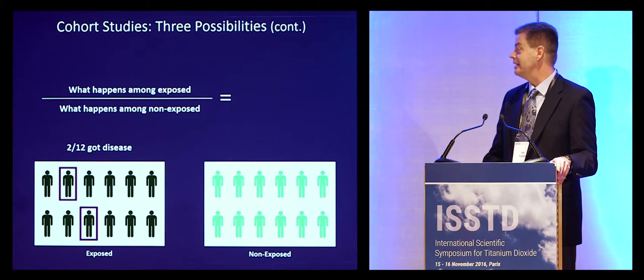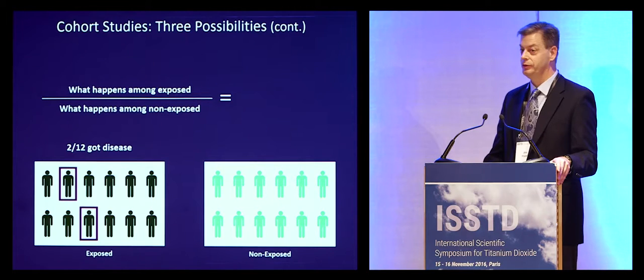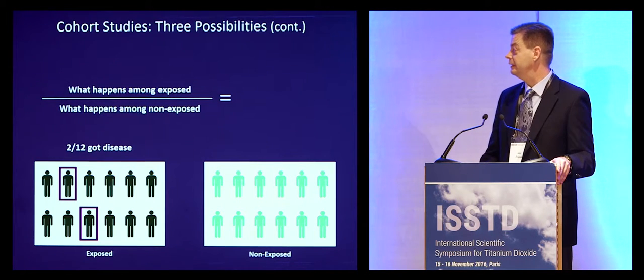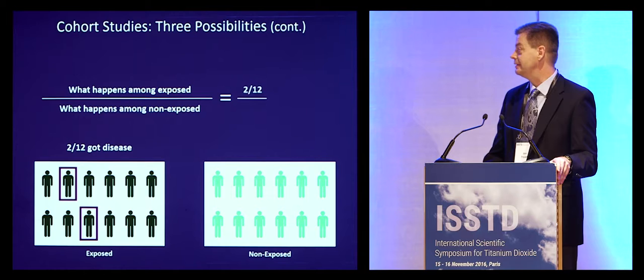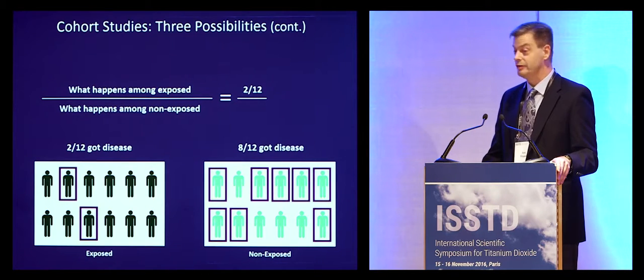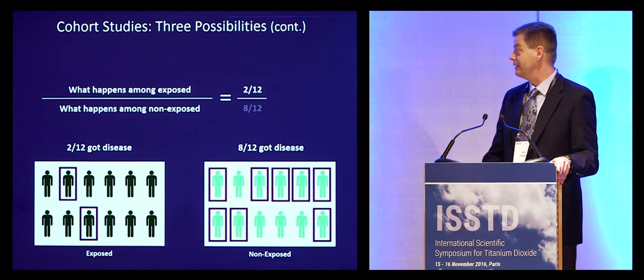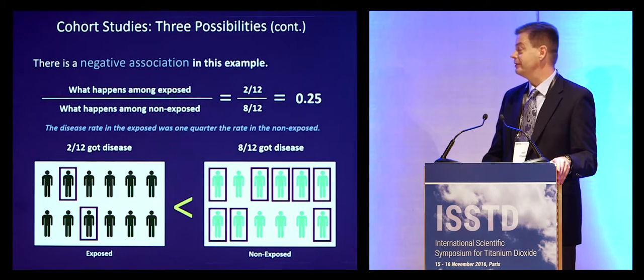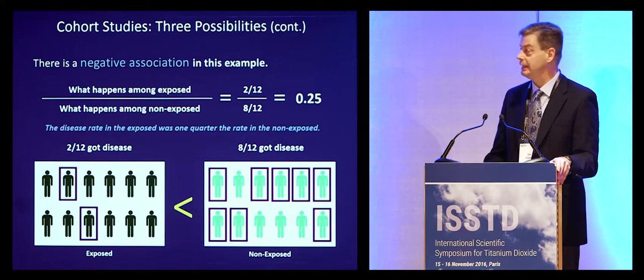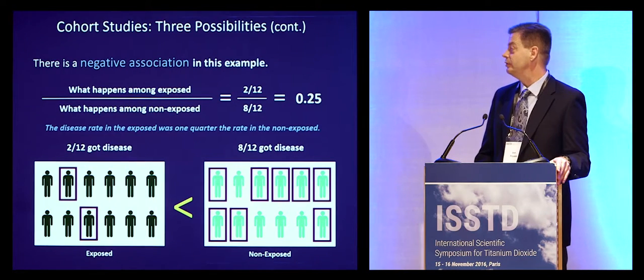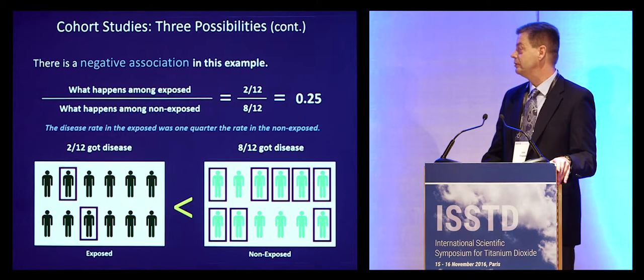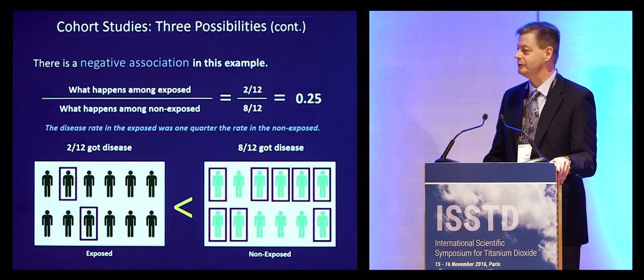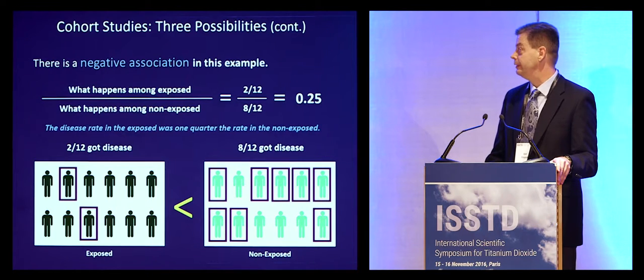And here's the last example. In this example, only 2 out of the 12 folks in the exposed group got the disease, and 8 out of 12 in the non-exposed group got the disease. So more people in the non-exposed group got the disease. And your ratio is 0.25. So this is called a negative association. It's less than 1. And in this one, the disease rate in the exposed was 1/4 of the rate in the non-exposed. So the disease rate in the non-exposed was higher when it's less than 1.